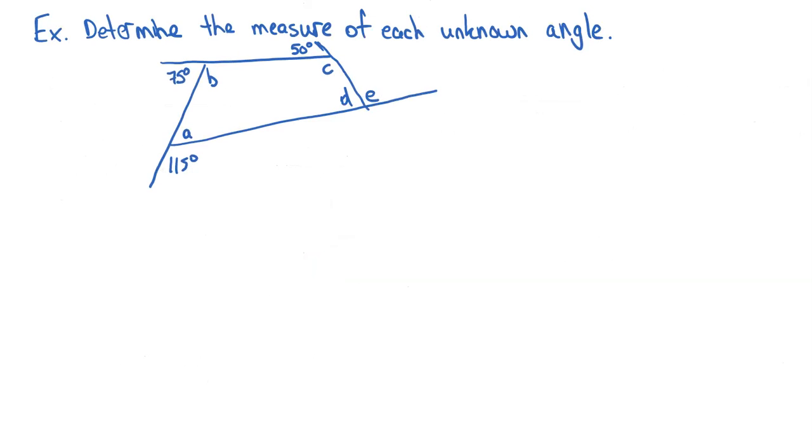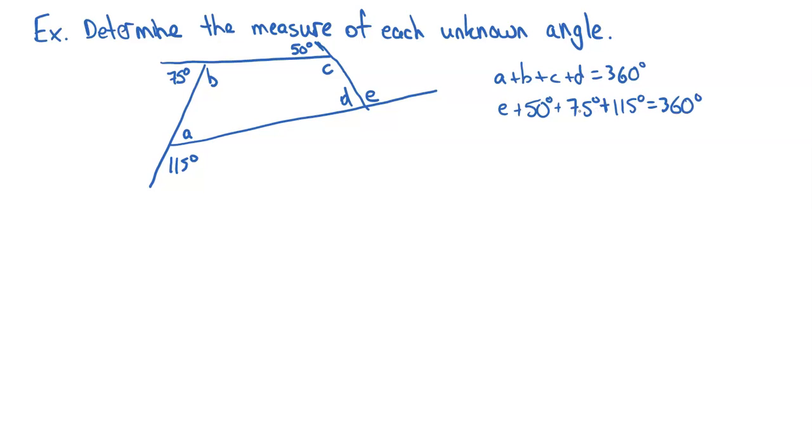The example says determine the measure of each unknown angle. It's a quadrilateral. So the first thing we need to note for a quadrilateral is that all the interior angles add to 360 and the exterior angles add to 360. So we know that A plus B plus C plus D is 360. Those are the interior angles. And the exterior angles are E plus 50 plus 75 plus 115. All of those together also add to 360 degrees.